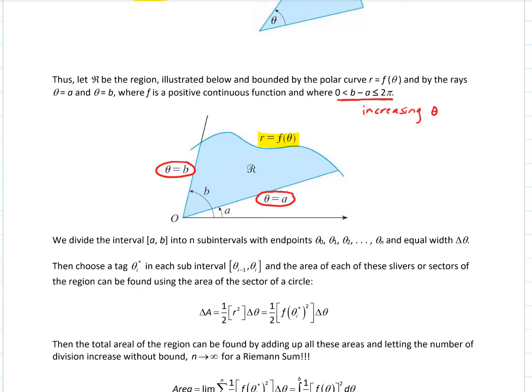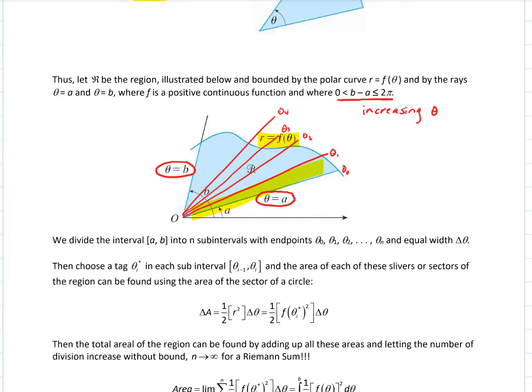We divide this up into a bunch of little subintervals and choose a tag on each little subinterval. So we're basically coming in here, if I could do this with my red, and bringing in a bunch of rays: here's theta sub 0, theta 1, theta 2, and so forth. And on each one of those rays, we are coming in and computing the area of that sector.